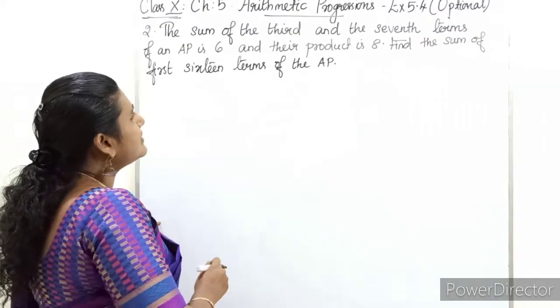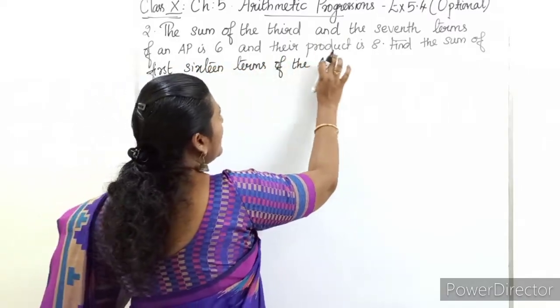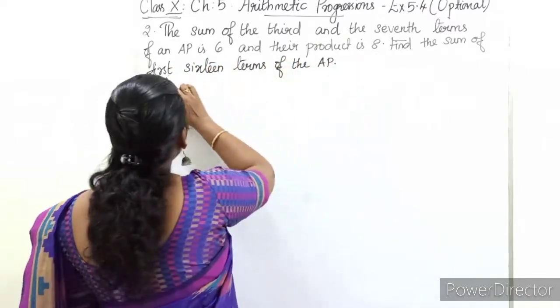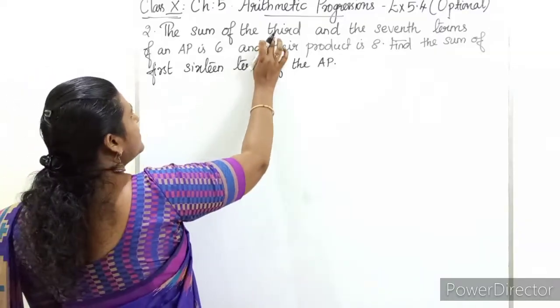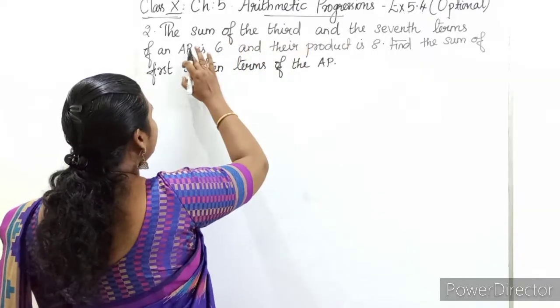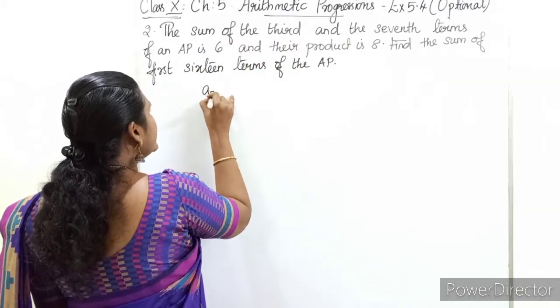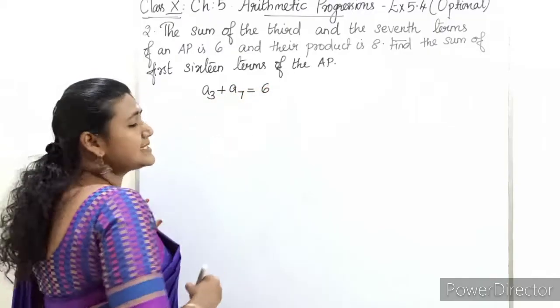The sum of the third and the seventh terms of an AP is 6 and their product is 8. Find the sum of first 16 terms of the AP. So what do we have to do? First, what is given here? Sum of the third and the seventh term. So we can write A3 plus A7. This value is given as 6.